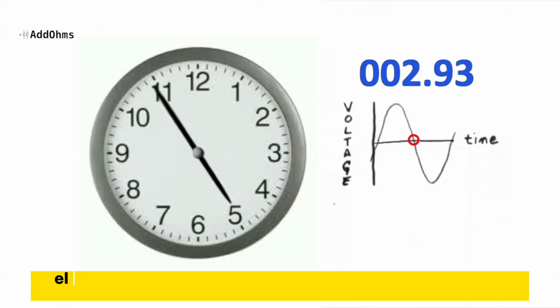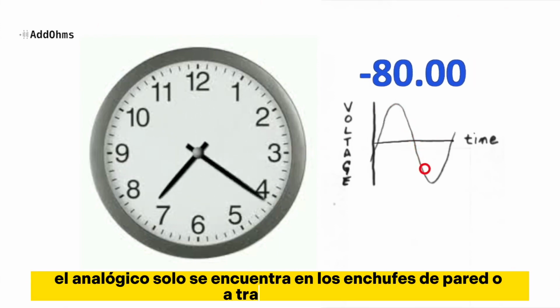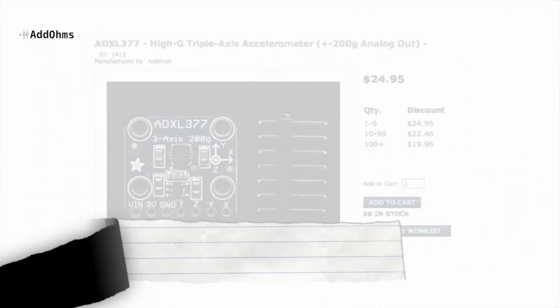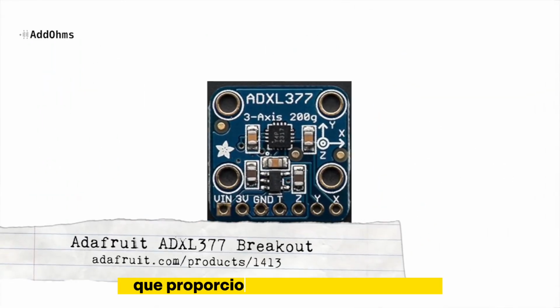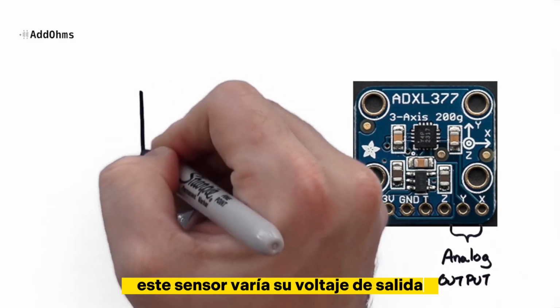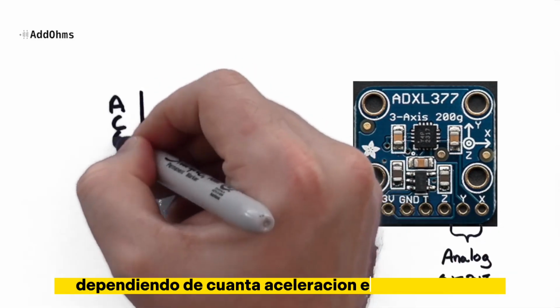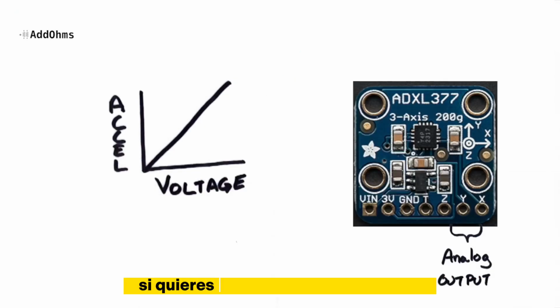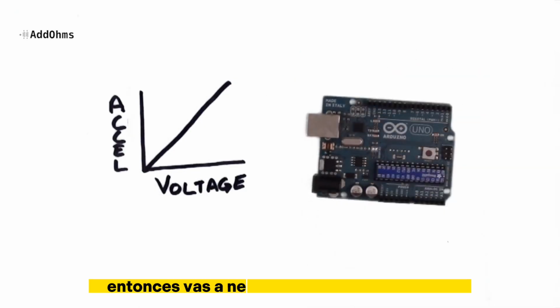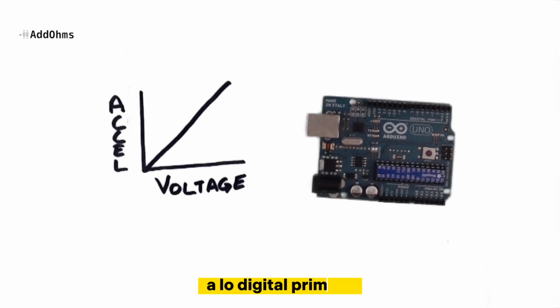This doesn't mean that analog is only found in the wall sockets or through AC, it's just a very good example. In fact, there are sensors, like this accelerometer, which provides an analog output. This sensor varies its output voltage depending on how much acceleration is occurring. If you want to use that analog voltage with a digital system like an Arduino, then you're going to need to convert that signal to digital first.